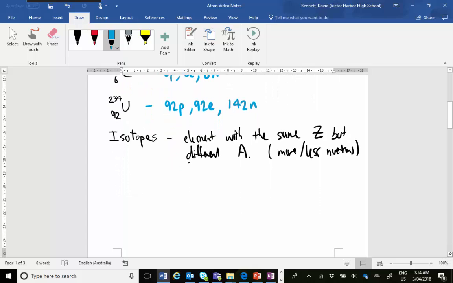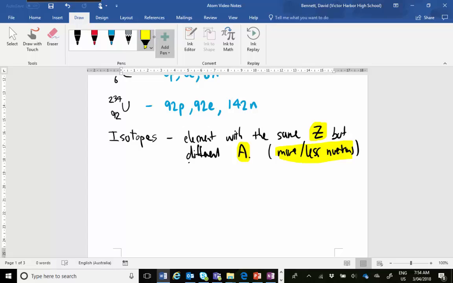Now, we will talk about isotopes. Okay, you need to know what an isotope is. So that's an element with the same atomic number, but it has a different mass number. In other words, it has more or less neutrons.